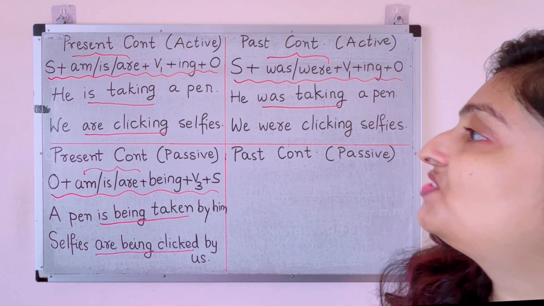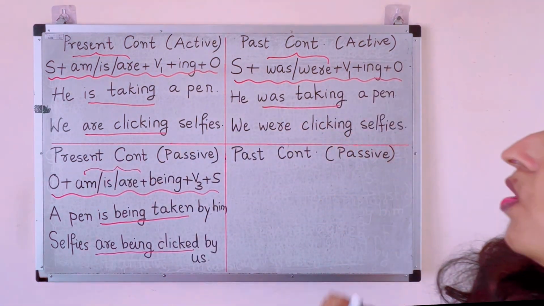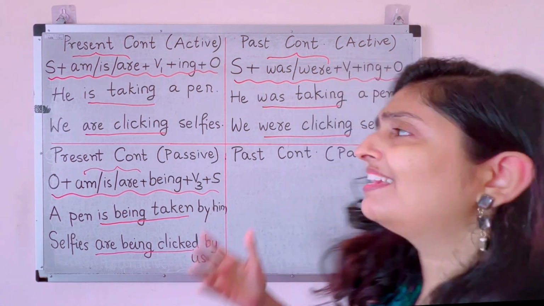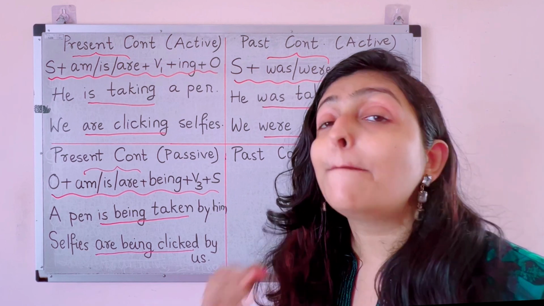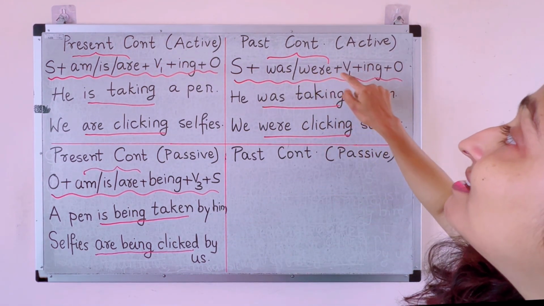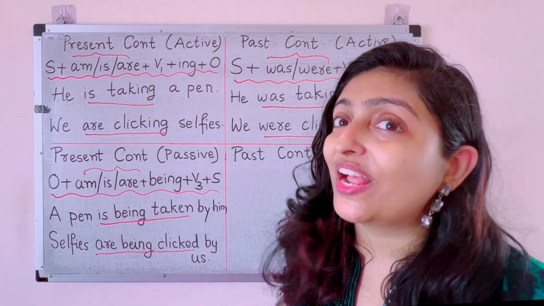And in the past tense, we are clicking selfies becomes we were clicking selfies. Why have we selected were? Because the subject is plural, more than one. We were clicking selfies. I hope you understood.